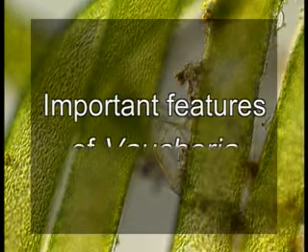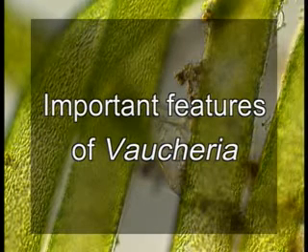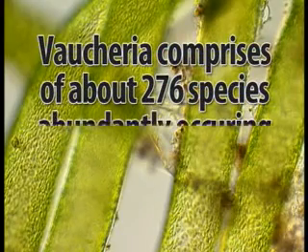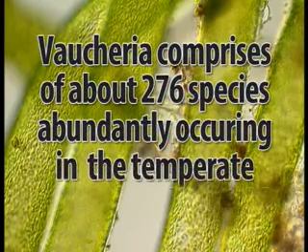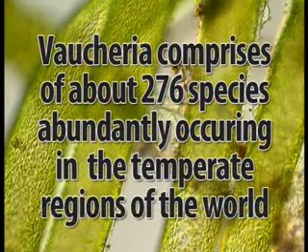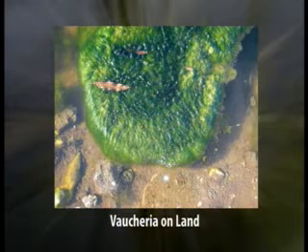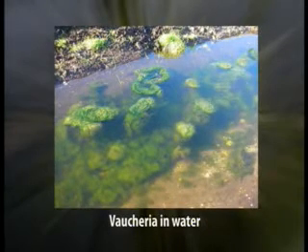Let us start with the important features of Vaucheria. Vaucheria presently comprises about 276 species which occur abundantly in the temperate regions of the world. The majority of these are found in terrestrial and freshwater ecosystems, and a few species are marine, like Vaucheria pyloboloides.